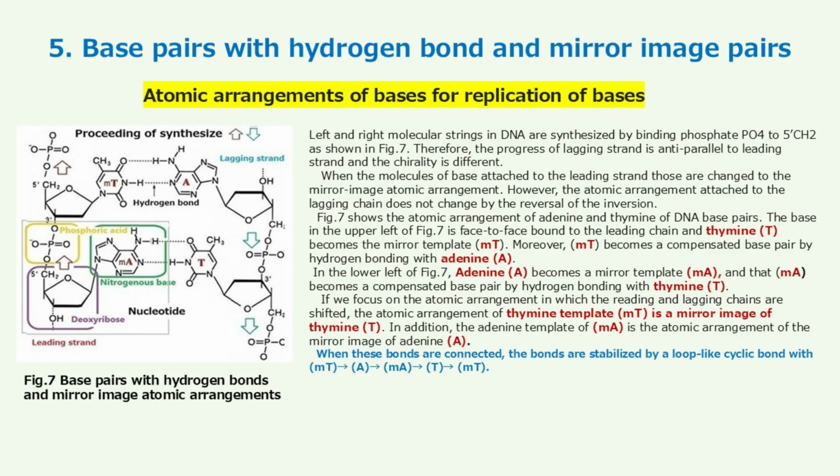with thymine T. If we focus on the atomic arrangement in which the leading and lagging chains are shifted, the atomic arrangement of the thymine template MT is a mirror image of thymine T. In addition, the adenine template MA is the atomic arrangement of the mirror image of adenine A. When these bonds are connected, the bonds are stabilized by a loop-like cyclic bond from MT to A, from A to MA, from MA to T, and from T to MT.